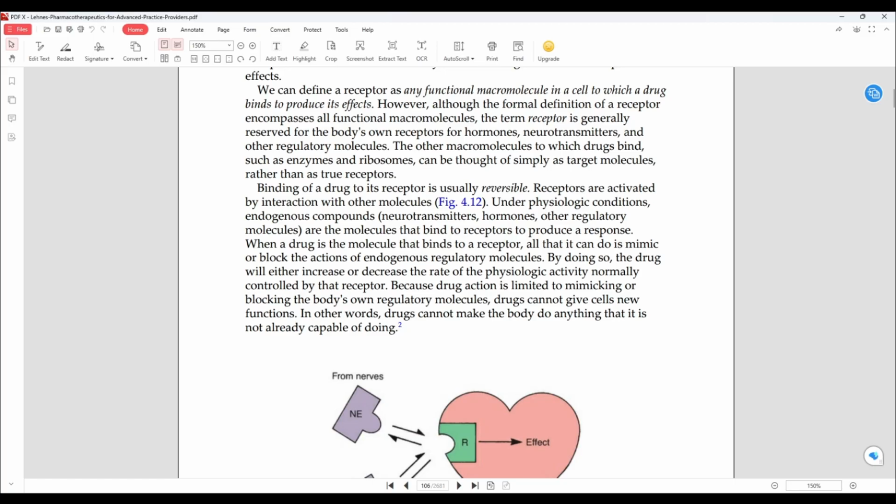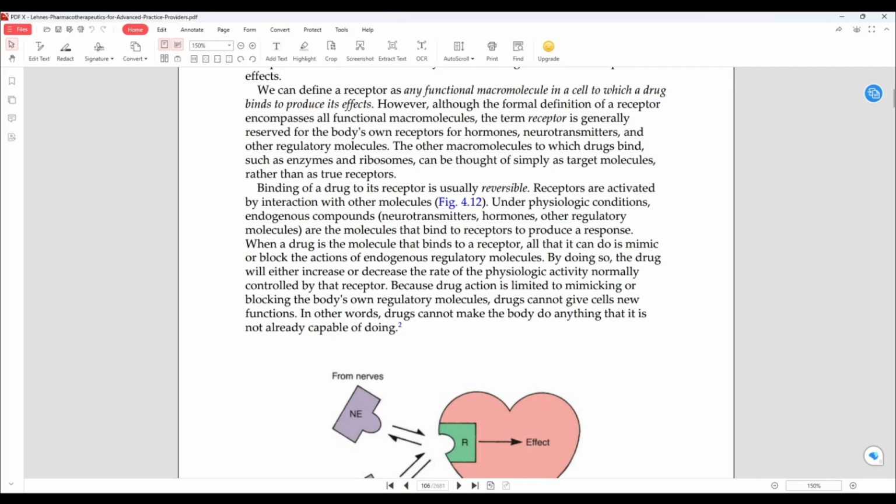Receptors are activated by interaction by other molecules. Under physiologic conditions, endogenous compounds are the molecules that bind to receptors to produce a response. When a drug is the molecule that binds to a receptor, all that it can do is mimic or block the actions of endogenous regulatory molecules. By doing so, the drug will either increase or decrease the rate of physiologic activity, normally controlled by that receptor.